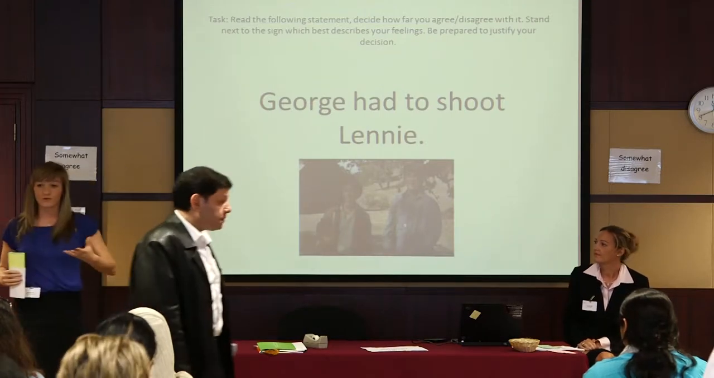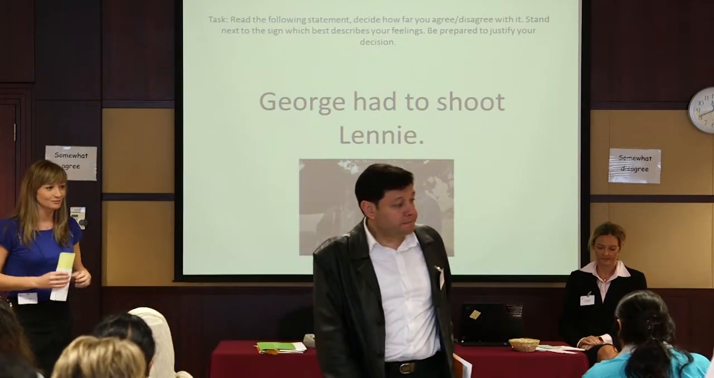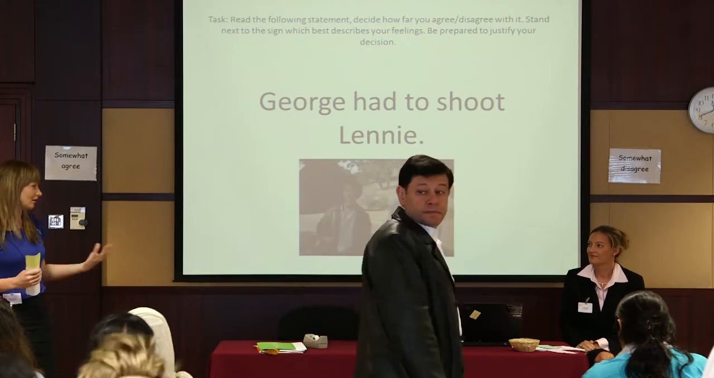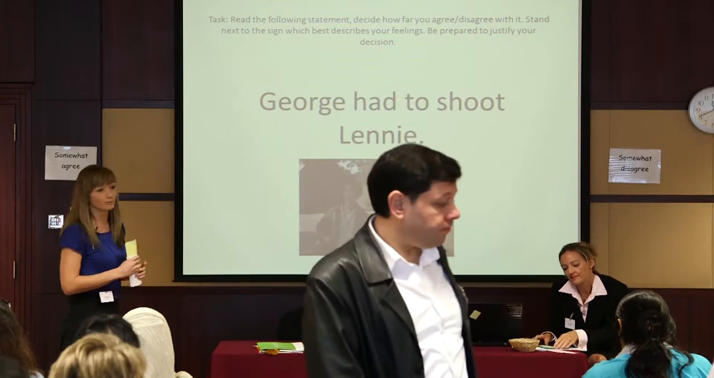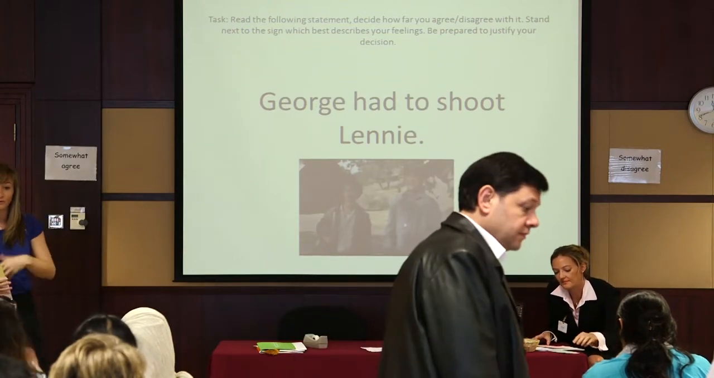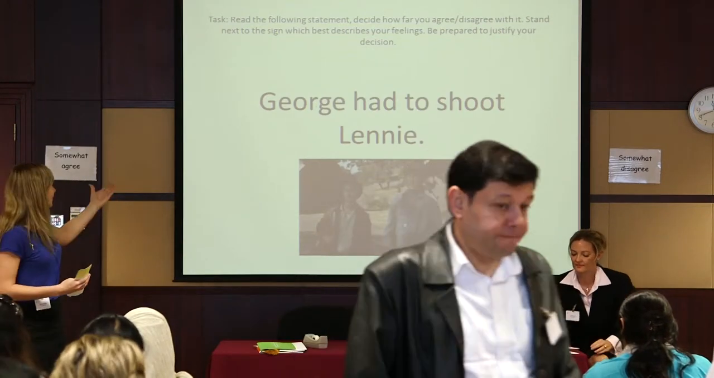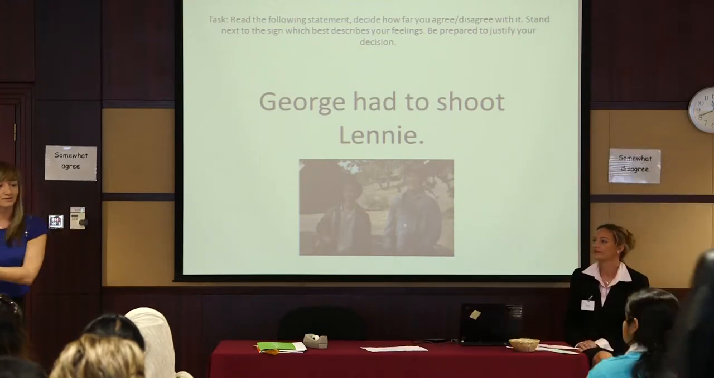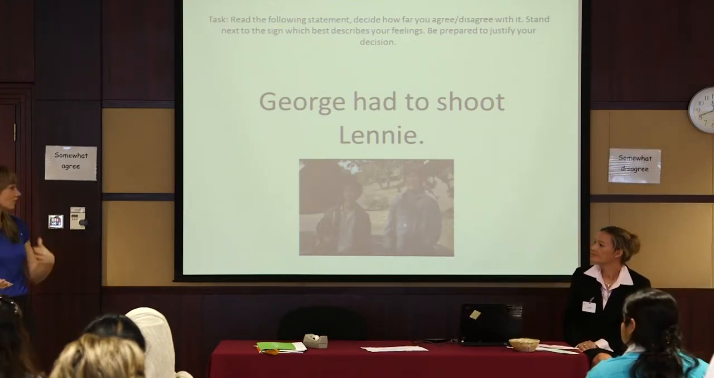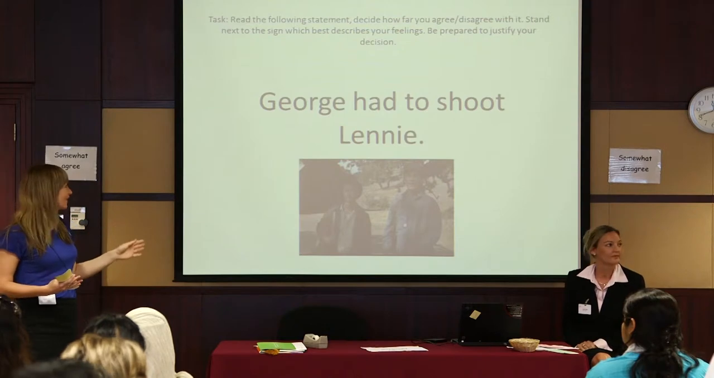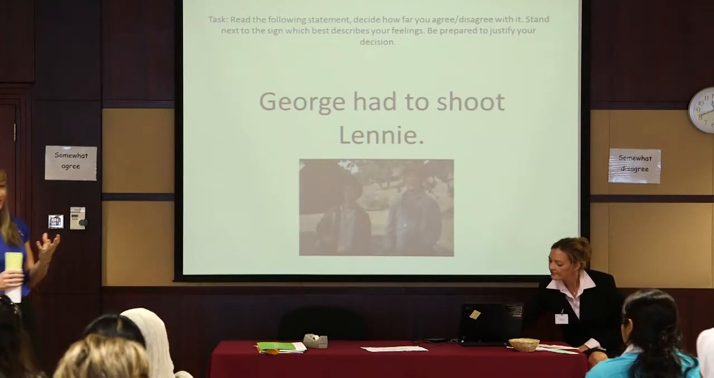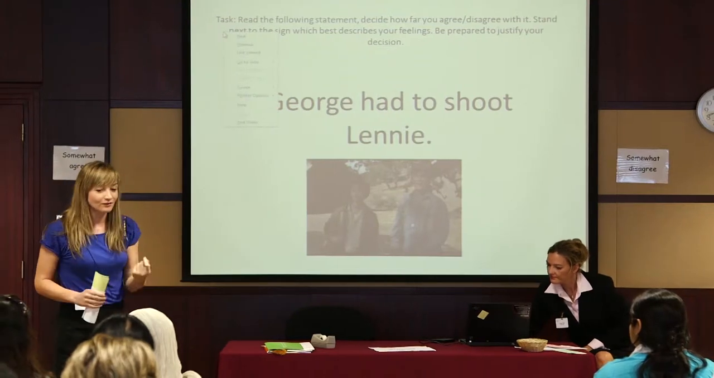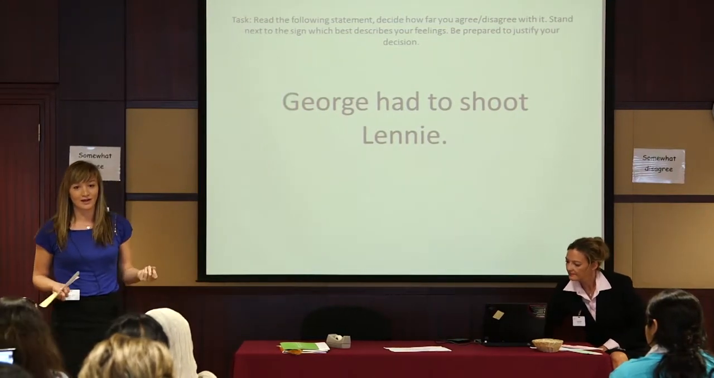So for the novel Of Mice and Men by John Steinbeck, which is one of the GCSE texts that we study at Dubai College, I might have this statement on the board for when the students come in or during the lesson at any point. The students would then position themselves next to the sign which most describes their feelings about it. What we think is really good about this task is it promotes evaluative thinking, okay?